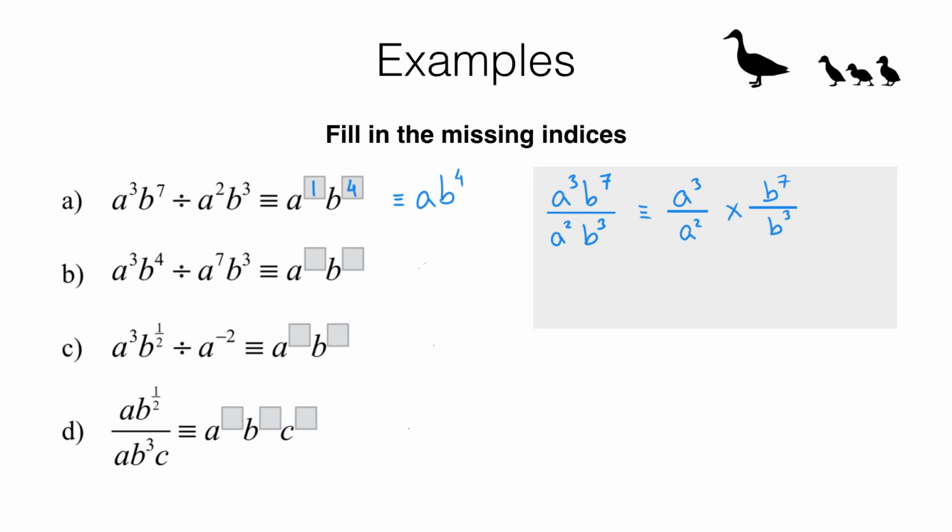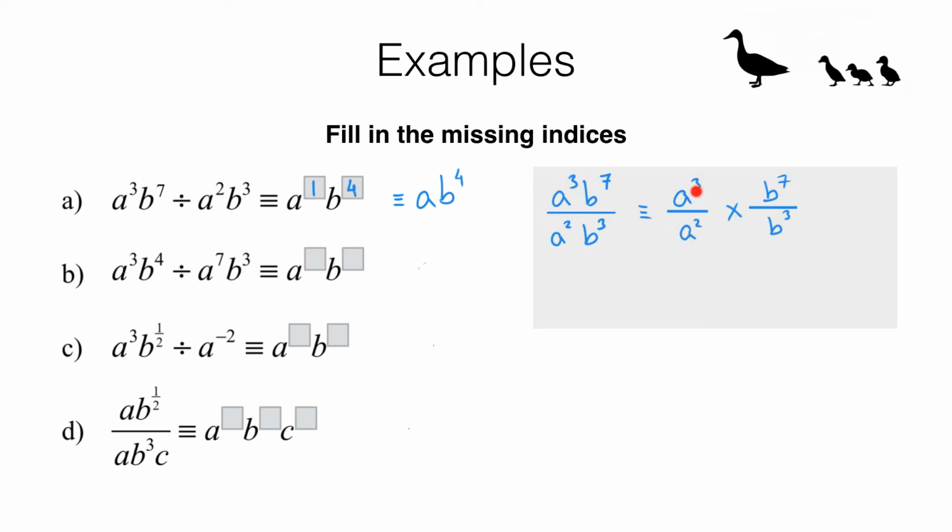If you think back to multiplying fractions, hopefully you remember that multiplying fractions is easy. You simply multiply the numerators and you multiply the denominators. And you can see here, if you multiply these numerators, you get this one here. And if you multiply these denominators, you get this one here. So this fraction is equivalent to a cubed over a squared multiplied by b to the power of 7 over b cubed. Now, why is that helpful?